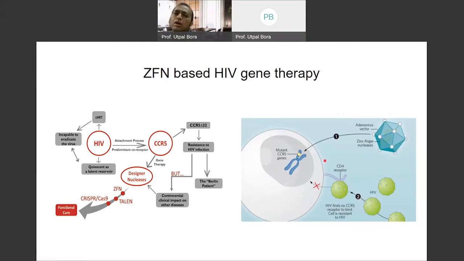There were a lot of ideas generated in the past about knocking out this cofactor, CCR5. But it was not very successful. They tried different methods, like antisense RNA and RNA silencing, but it was not working out. But these designer nucleases, like for example Zinc-finger nucleases, could very easily knock out CCR5, which actually stops the entry of the virus into the CD4 cells.